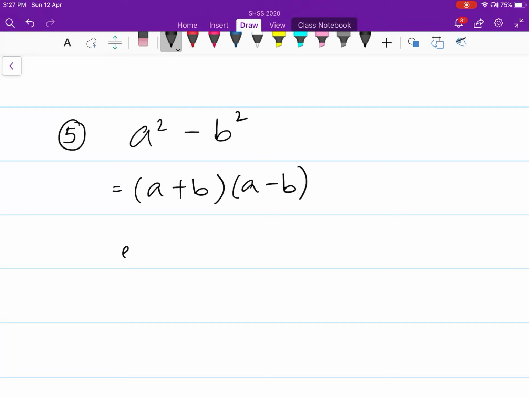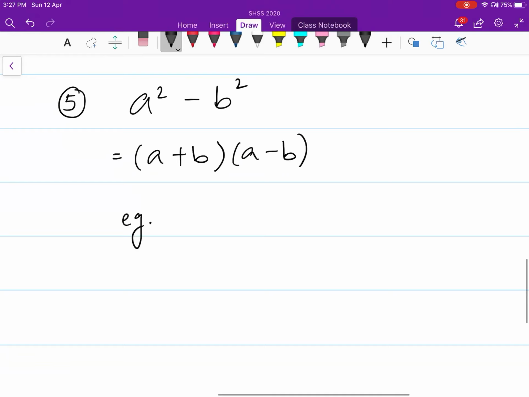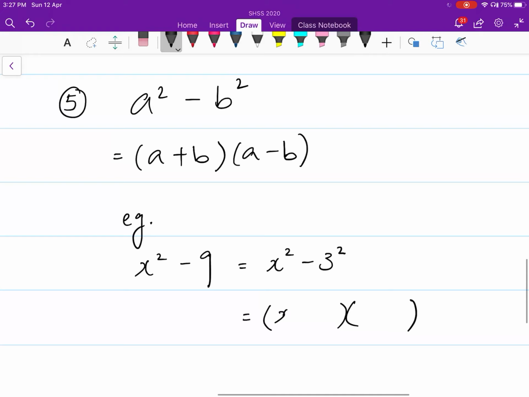Let me give you some examples on this. What if we have x square minus 9? X square minus 9 is actually x square minus 3 square, because 3 times 3 gives you 9. The factorization will give us two brackets, one of which is x minus 3, one of which is x plus 3. Take note, this and this has to be the same, and 3 has to be the same. The only difference is one is minus and one is plus.